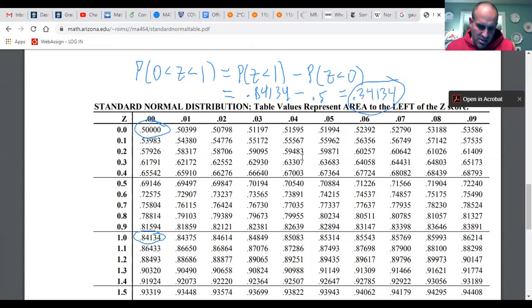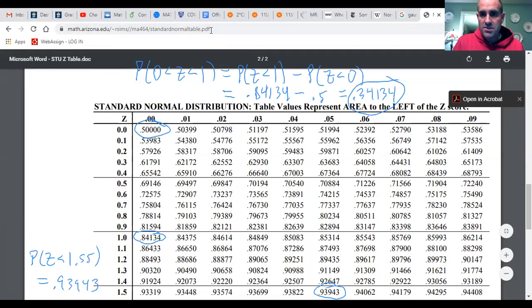The other one they wanted us to compute was the probability that z is less than 1.55. Well, where could I see that? Well, that's right here. 1.55 is right there. So this is equal to 0.93943. But we could also compute this in Excel.